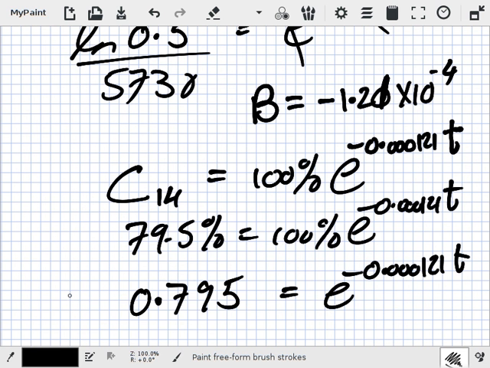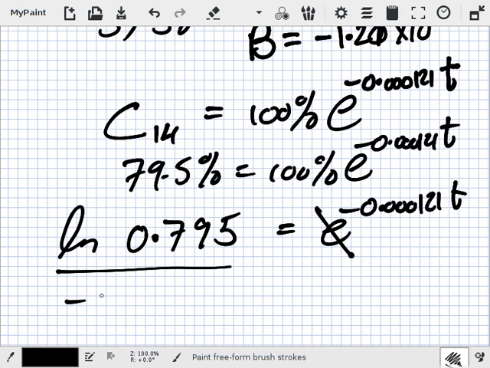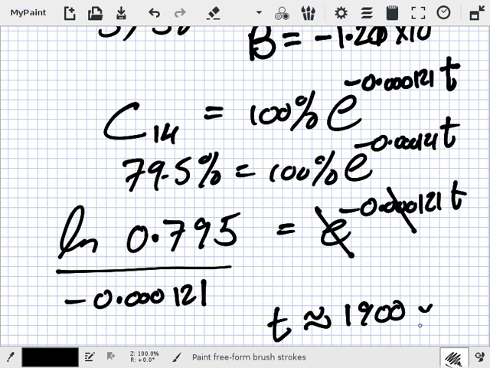0.000121 t. Log cancels that. And then divide by that. Cancel. So roughly, two significant figures. What do we get? Can we put 1895? Minus 1.1, yeah, of course. What do we get here? 1895. Yeah, so two significant figures. What would that be? 1900? Yeah, 1900 years.